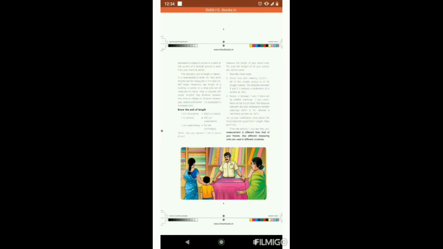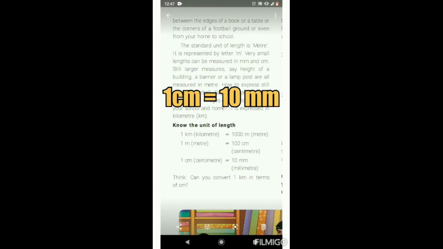In this topic, the conversions are very important. So 1 centimeter is equal to 10 millimeter. If you take a small scale and check it out, in 1 centimeter you would find 10 lines in between, and each line represents 1 millimeter. So these 10 lines represent 10 millimeters. So 1 centimeter is equal to 10 millimeter.